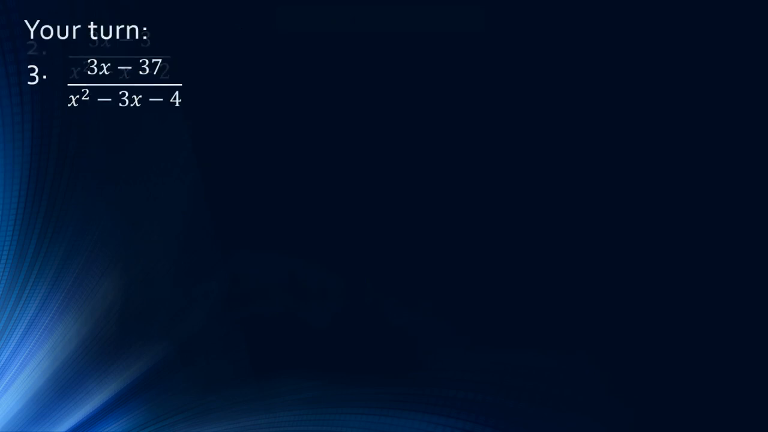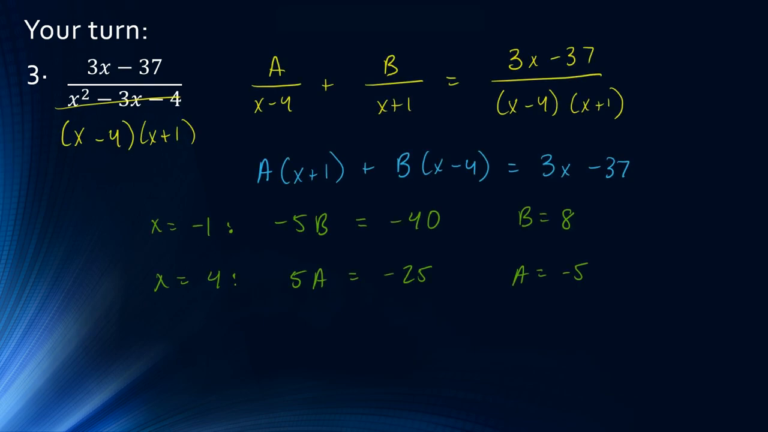So I want you guys to try this one on your own. Go ahead and pause the video and hit play when you're ready to check your answer. All right, so you should have gotten your a value is negative 5, your b value is positive 8. If you didn't get that, pause this video and see if you can figure out where your mistake was.